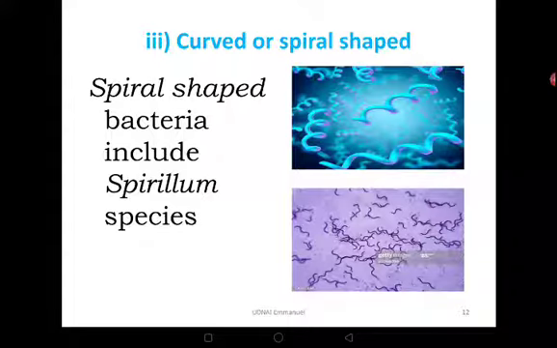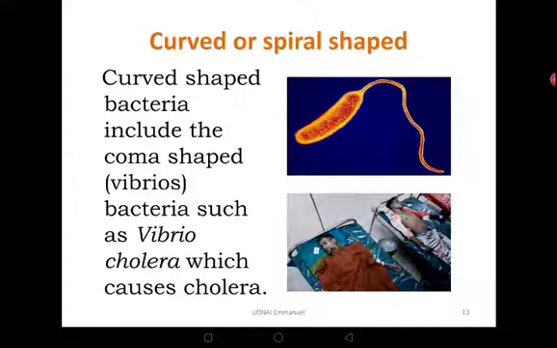Then the third class of bacteria, basing on their structure, those ones are curved or spiral in shape. Curved or spiral, and they can be called the spirilla. You can look at those pictures, they are spiral in shape, and they are called the spirilla. Then there are some that are curved, comma shaped, and they are called the vibrio.